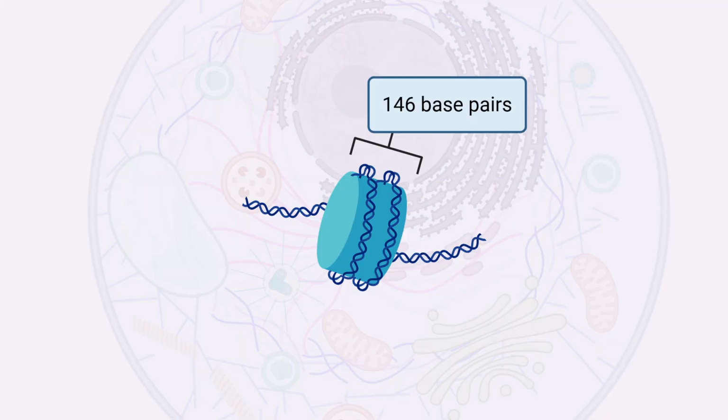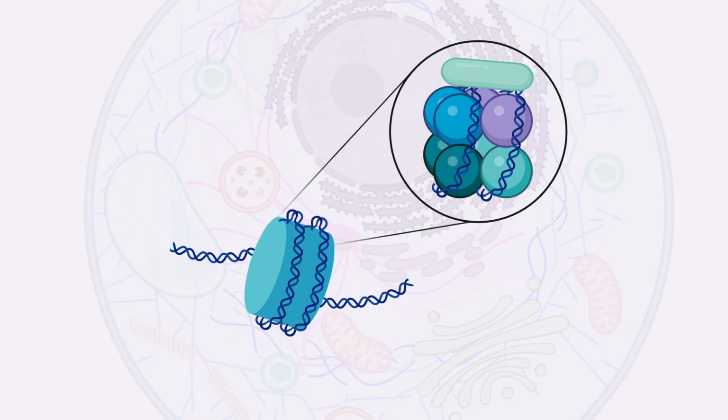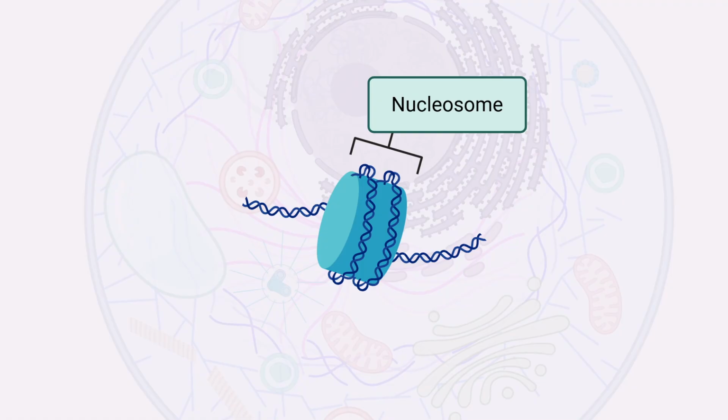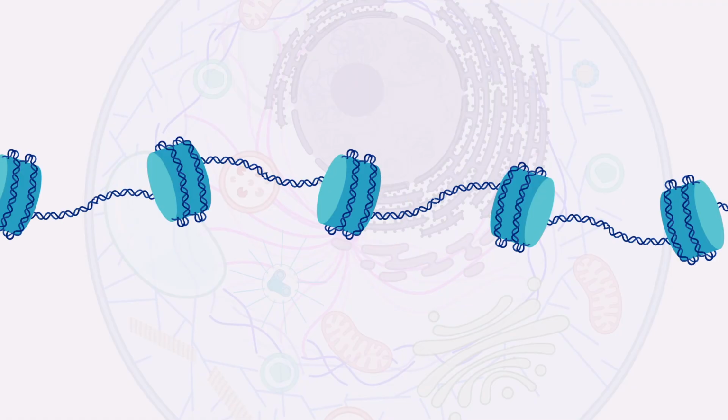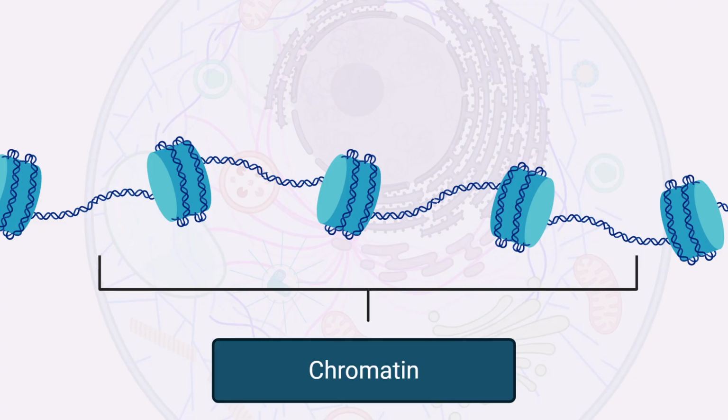Instead, only short stretches, about 146 base pairs to be exact, get wrapped up at a time with the help of 8 histone proteins, 2 each of 4 unique histones. This DNA histone combo is called a nucleosome, and they stretch all the way down the DNA strand. Together, the combination of DNA with all of these proteins is called chromatin.